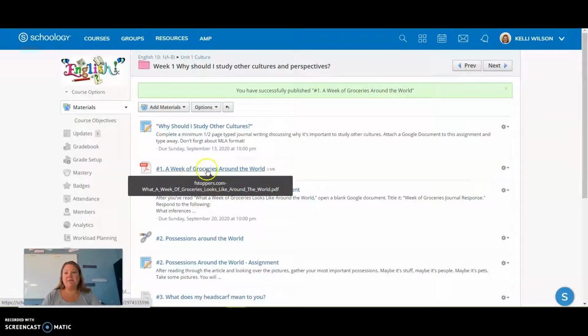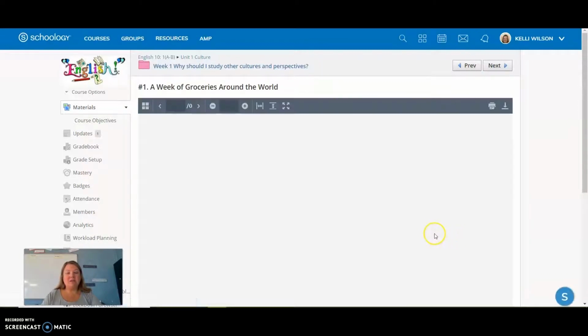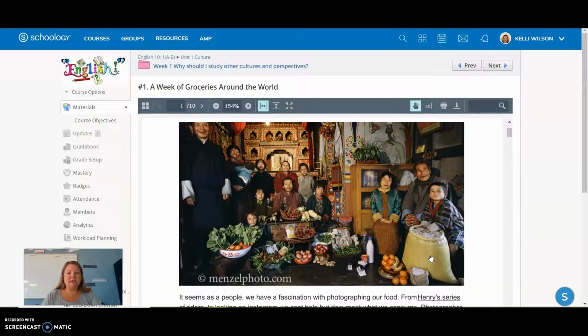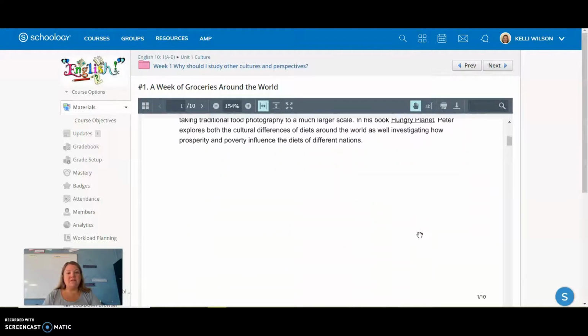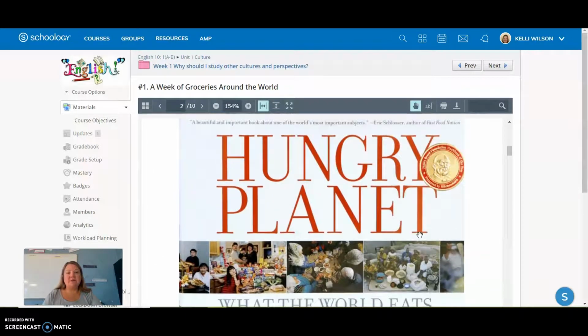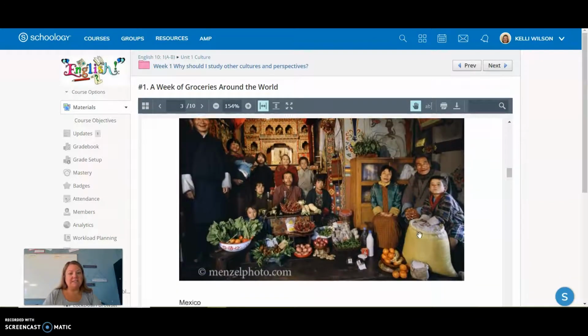number 1, A Week of Groceries Around the World. And it will bring up an article. The article is not so important. It's the pictures that I want you to look at. The pictures are from different cultures around the world, and they've put what they buy in a week with them, and then the photographer shot the photo. So it's from an article called Hungry Planet, What the World Eats.